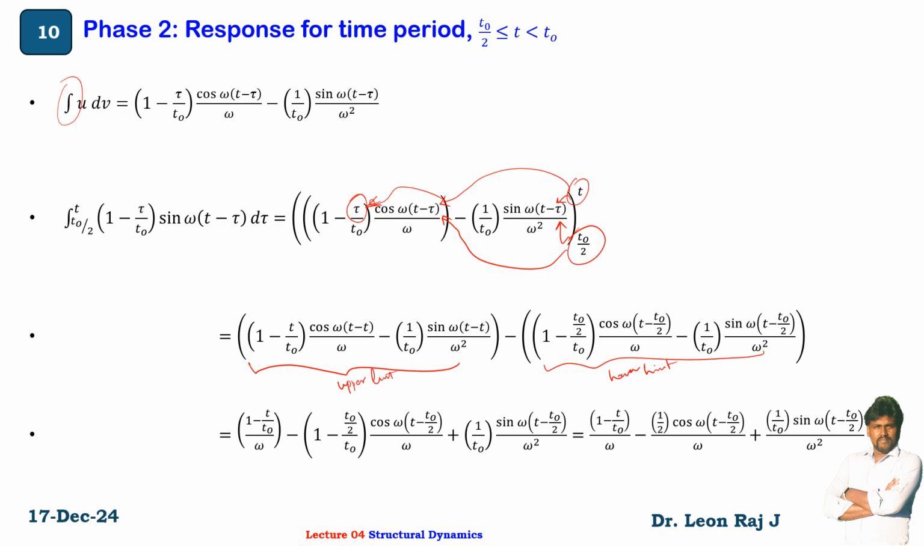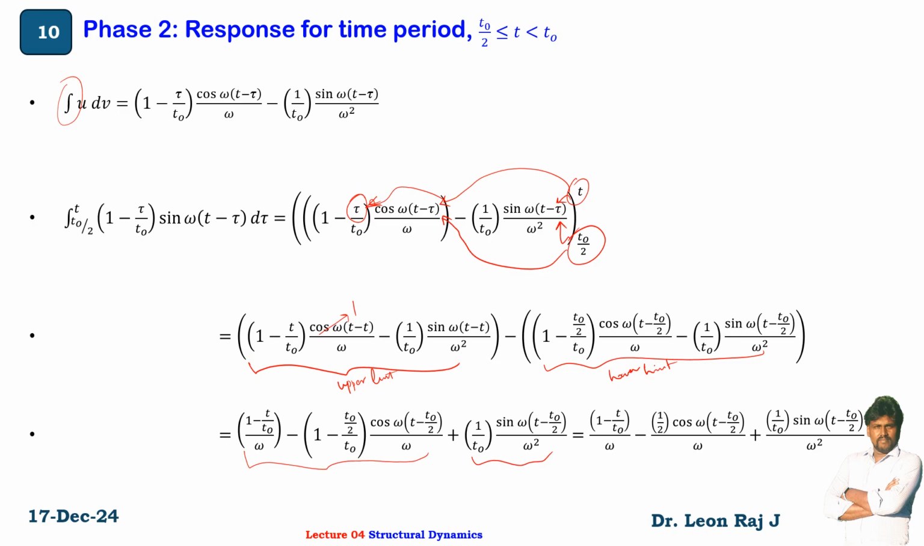So this is further simplified as, so this whole term is equal to 1. So your first term looks like (1 minus t divided by t0) divided by omega minus (1 minus t0 divided by 2 divided by t0) into cos omega (t minus t0 by 2) divided by omega. So you just brought these omega terms together. Next, omega square. This is your omega square.